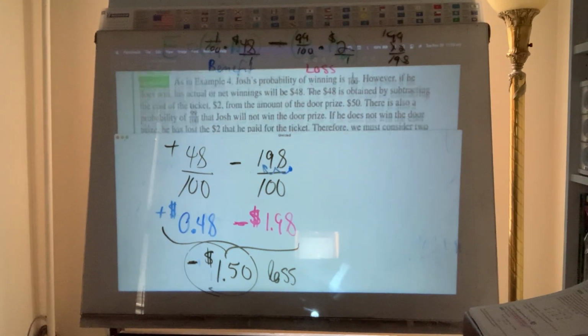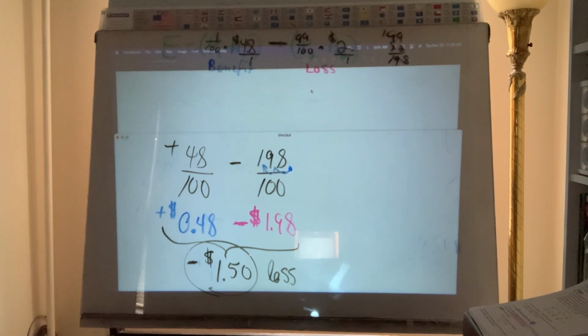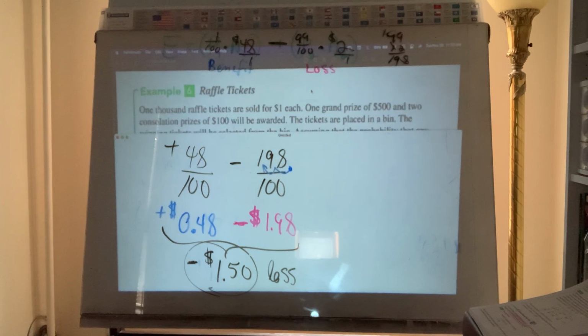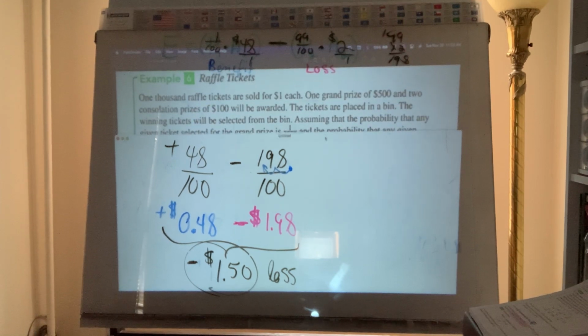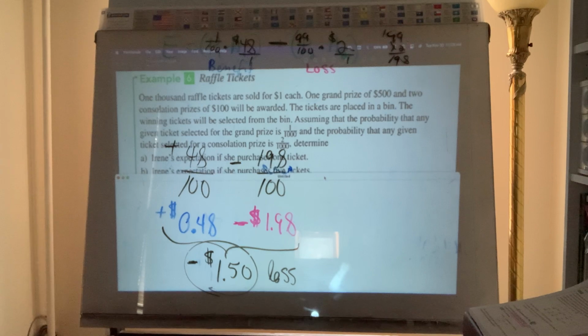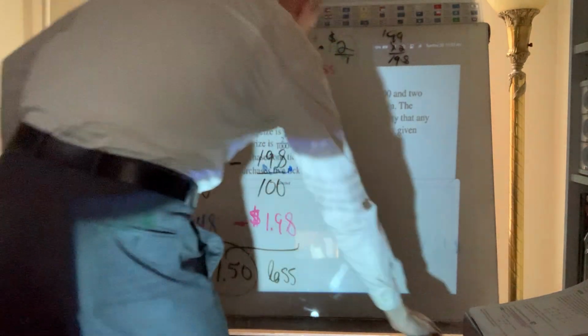One more of these type, and then we're going to shift gears and talk about fair price. All right, here we go. They finally decided to call it Raffle Tickets. And we have a different participant here. Irene!